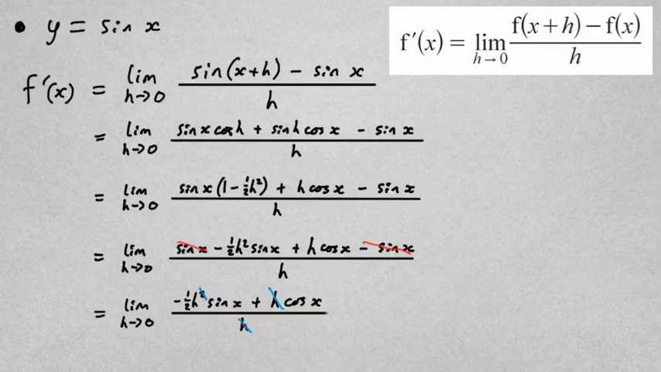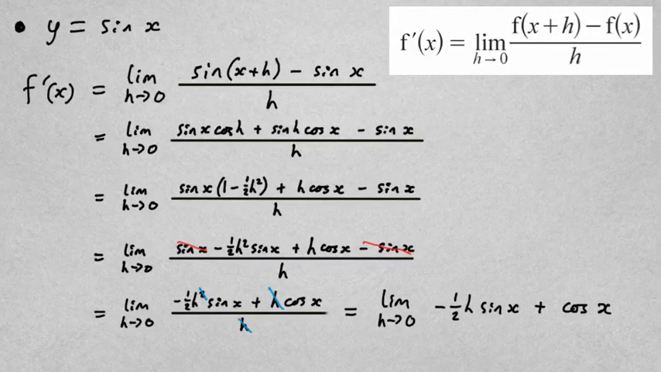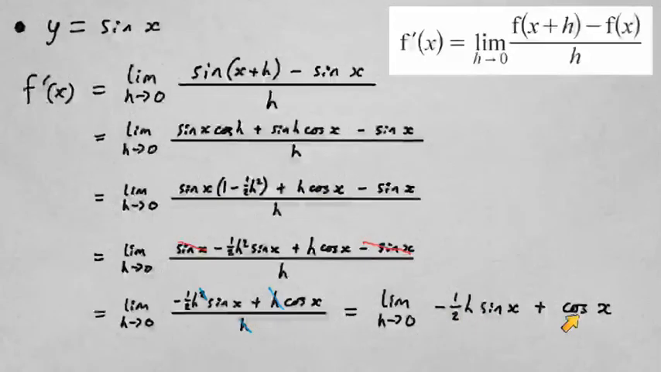Cancel the h's, finally rewrite out what's remaining, and of course now as h tends to 0, this term here will tend to 0, and we can therefore ignore it, and that just leaves cos x.